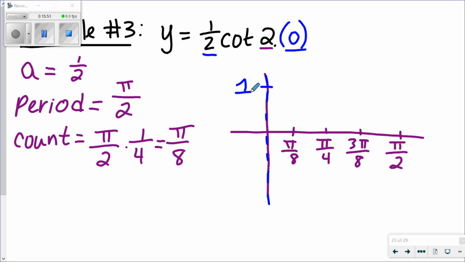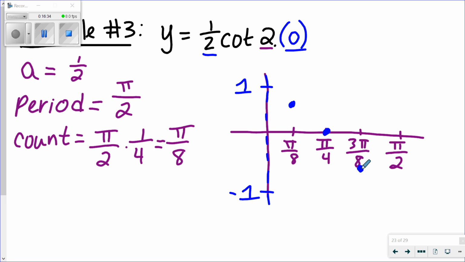So I'm going to put a height of 1 here and a -1 here, but then just graph in between at 1/2. If you want to just draw the 1/2 off to the side, that's fine as well. Plugging in pi over 4, we've got 2 times pi over 4, which is pi over 2. Cotangent at pi over 2 is 0, and 0 times 1/2 is 0. If we plug in 3 pi over 8, we get 6 pi over 8, which reduces to 3 pi over 4. The cotangent at 3 pi over 4 is -1, and -1 times the 1/2 in front is -1/2.